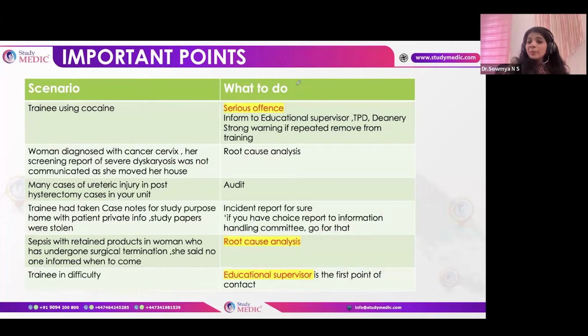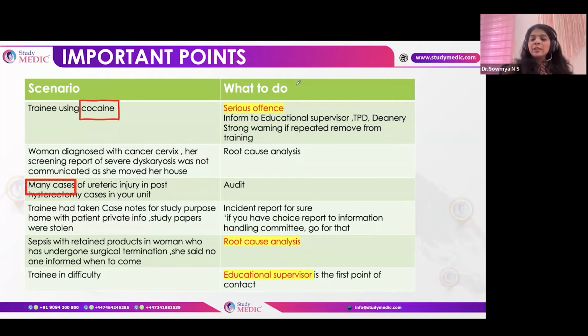Again, a couple of important points about a few scenarios which they could ask you. These are the general things you can come across if you're working in the NHS. Trainee using cocaine. Definitely this is a serious offense because we are talking about cocaine. Even alcohol and drugs are very serious. No doctor or trainee should be caught with that. They should know the ethics and duties when they are on duty, when they are treating patients. So this is definitely a serious offense.